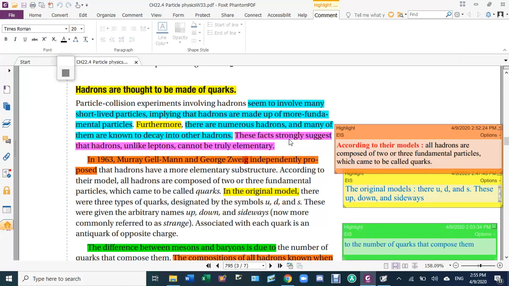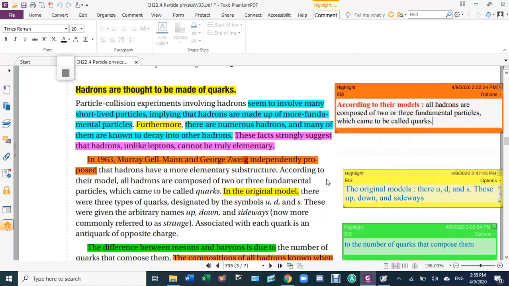In 1963, Murray Gell-Mann and George Zweig independently proposed that hadrons have a more elementary structure. According to their models, all hadrons are composed of two or three fundamental particles, which came to be called quarks later. But in the original model, there were U, D, and S, which mean up, down, and sideways.